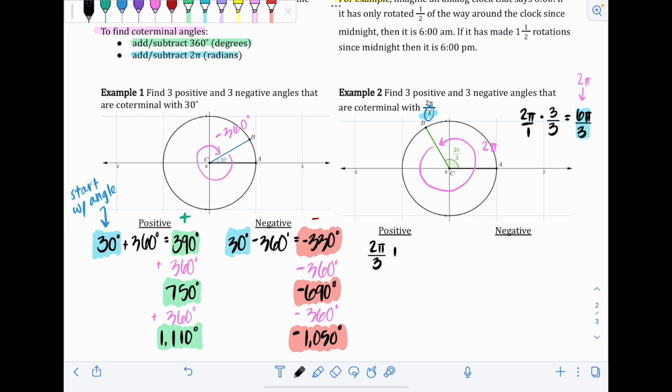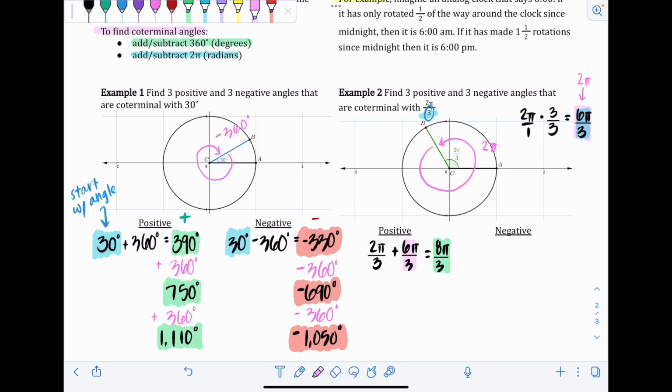And then we're going to add 6 pi over 3. And when we add fractions, we just add the numerators. So 2 pi plus 6 pi would be 8 pi over 3. So that would be our first coterminal angle. And then we're just going to keep adding that 6 pi over 3 because that's what was equivalent to 2 pi.